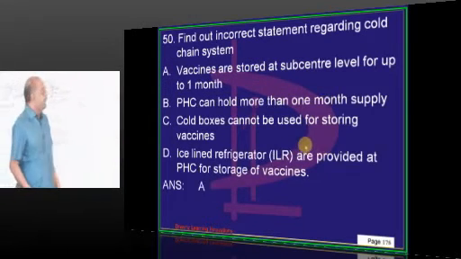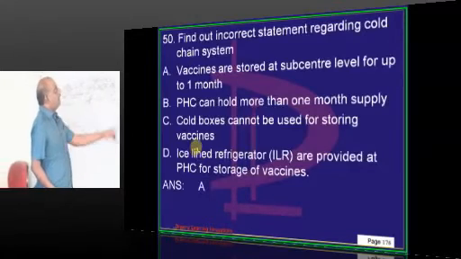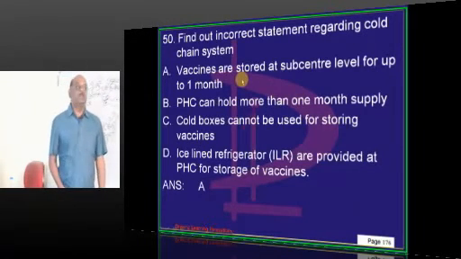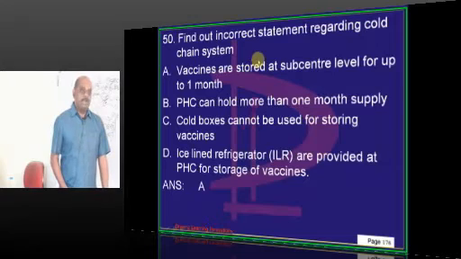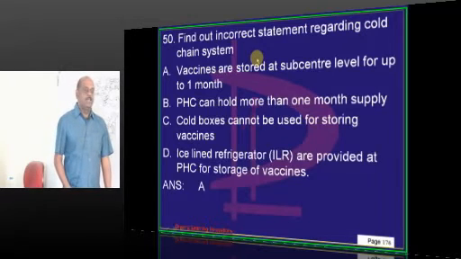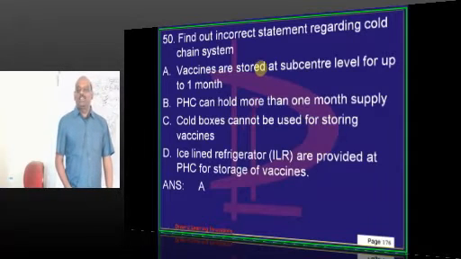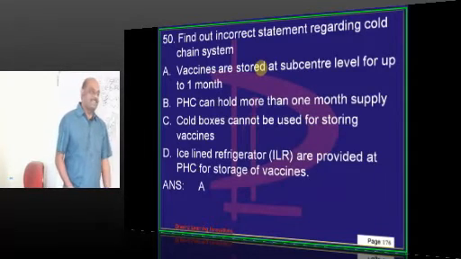Cold chain system. Vaccines cannot be stored at the subcentral level all the way up to 1 month. Power cuts will be there. The refrigerator will be taken away by the medical officer because there is a party in the home. So a lot of things can occur at the subcentral level, right?